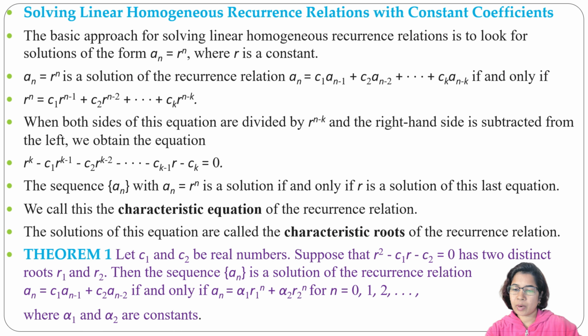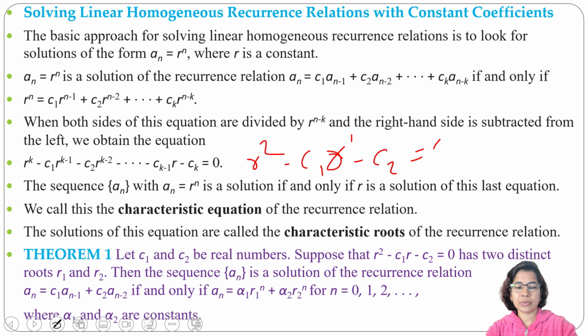Now theorem 1: let c1 and c2 be two real numbers. Suppose r^2 minus c1 r minus c2 equals 0 has two distinct roots r1 and r2. So here in place of k we are taking 2: r^2 minus c1 r^1 minus c2 equals 0.